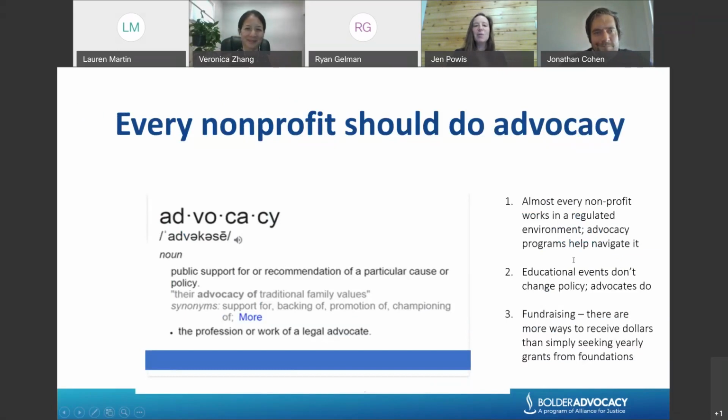And the reason why this is so important is because every nonprofit works in some sort of regulated environment, particularly you all. And advocacy programs can help you navigate that environment and make sure that you understand where your funding's coming from, what can really help you meet needs in your community. I often say educational events don't change policy, right? Advocates do. And an advocate can be every one of your staff members every day as they show up for work. And finally, in fundraising, right? There's more ways to raise money than just seeking yearly grants from foundations, which may or may not be applicable to many of you, but it's still an important piece.